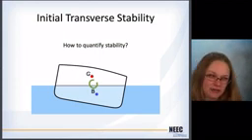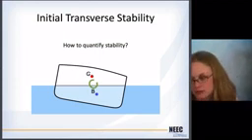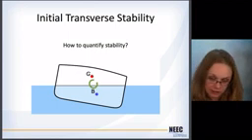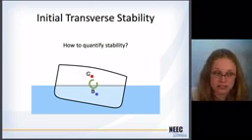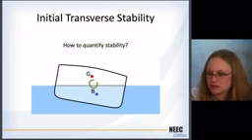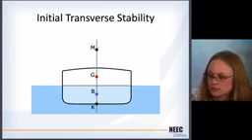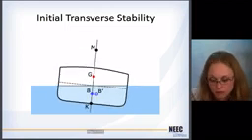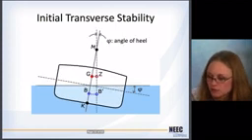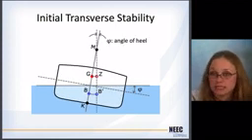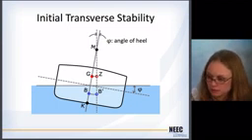Really what we're trying to get after here is a way to quantify stability. Our little examples where we're pushing down on blocks are all well and good for the concepts, but we've got to put a number on this stuff. So this is what we do. We take the ship, tip it over a little bit, a little bit, a little bit, and track where the center of buoyancy is shifting to. We stop at a given angle of heel, which is how much the ship has been tipped over to the side.